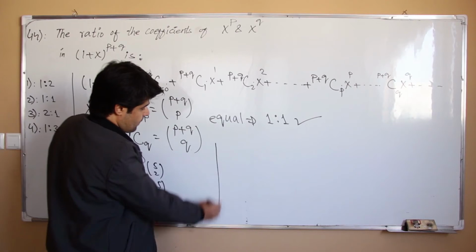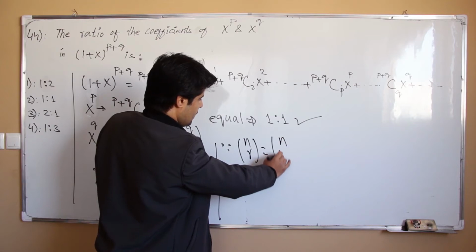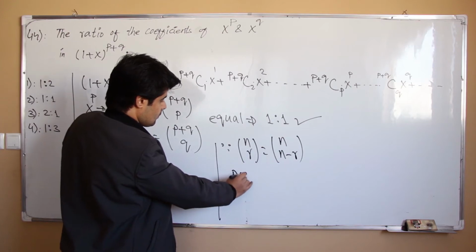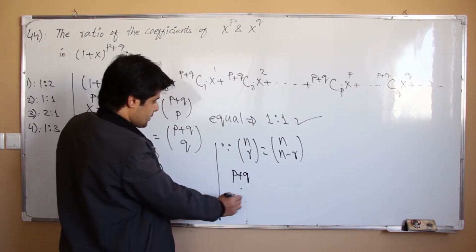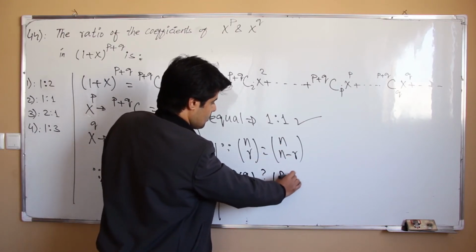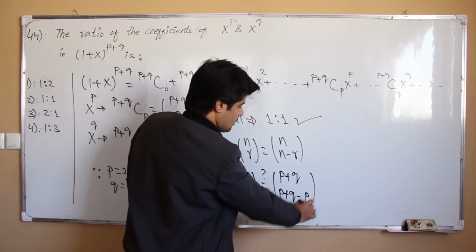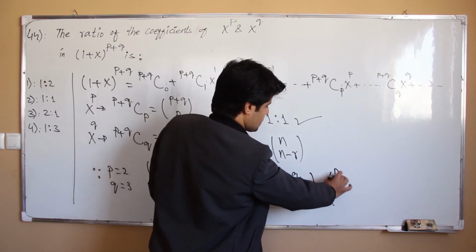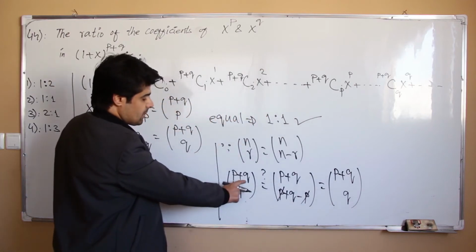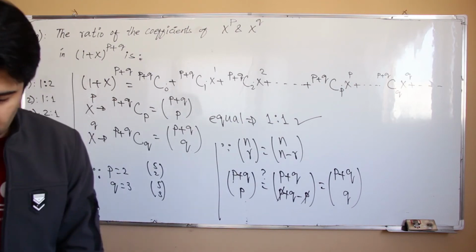If you haven't got it, listen. One thing we know, nCr is equal to nC(n minus r). Am I right or not? Yes. If this n is p plus q and r is p, then n is p plus q, and n minus r is p plus q minus p, which is q. Now you can say this p plus q, this p is cancelled, so we have q. I think (p plus q)Cp and (p plus q)Cq are equal. I'm sure that you have got it.